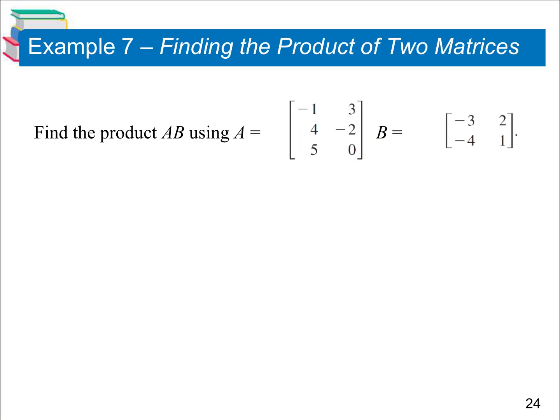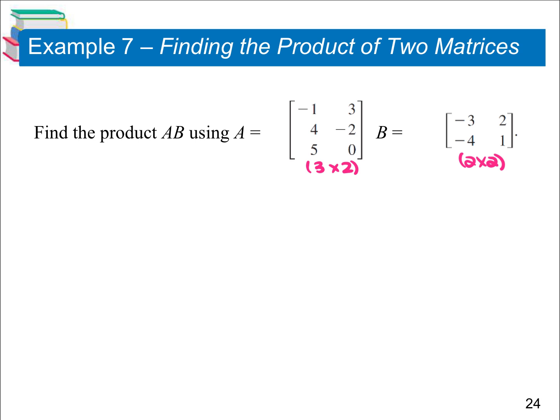For your next example, you're finding the product of A times B, with A equaling [-1, 3; 4, -2; 5, 0] and B equaling [-3, 2; -4, 1]. A is a 3 by 2. B is a 2 by 2. Your 2's are the same in the middle. Your answer is going to be a 3 by 2.